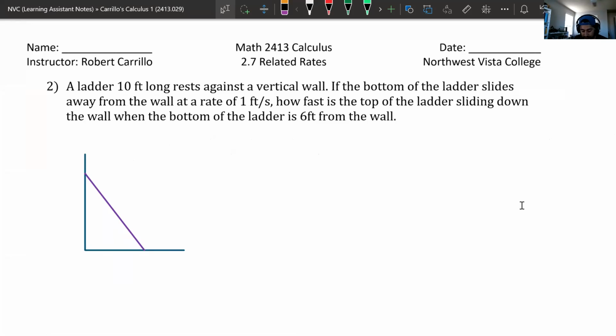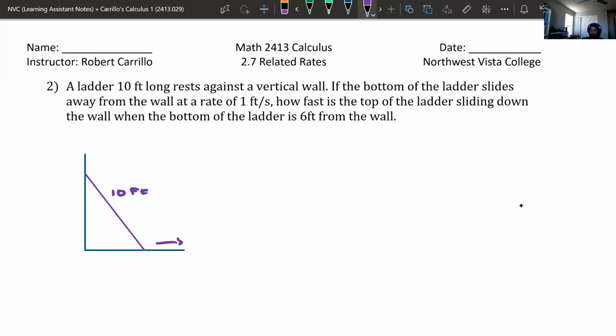Okay, so we're told that a 10-foot ladder rests against a vertical wall. So this purple is the ladder. And actually, my first question is going to be, does the length of this ladder ever change? No, the length of the ladder will never change, meaning I can plug in 10 feet for my ladder. The only time you cannot plug values into your diagram is if those values are changing. So in this case, the ladder does not change, so it is safe for me to plug in the number.